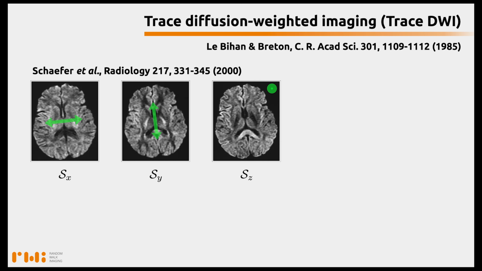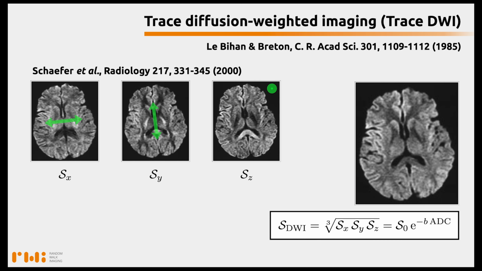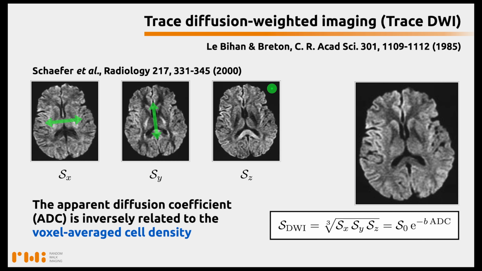Besides this one, you can acquire one image that doesn't have any diffusion gradient on, which is called the S0 image, and then you can define this DWI image as the cubic root of Sx, Sy, Sz, and it's related to this S0 you acquired with this exponential factor. So you see that compared to S0, the diffusion weighted image has a lower signal, and this lower signal is given by the b-value, the strength of the diffusion encoding, and this ADC, apparent diffusion coefficient. It is inversely related to the voxel averaged cell density.